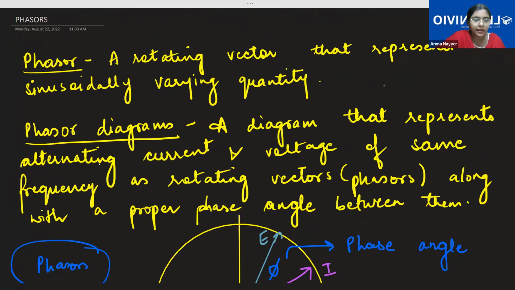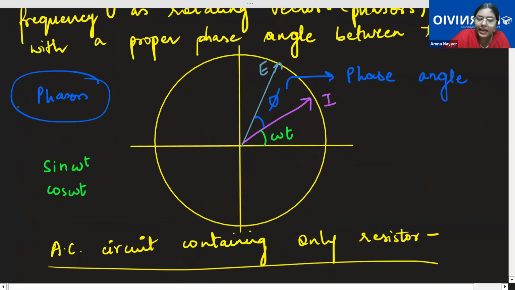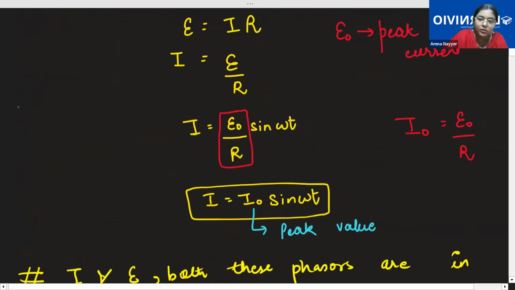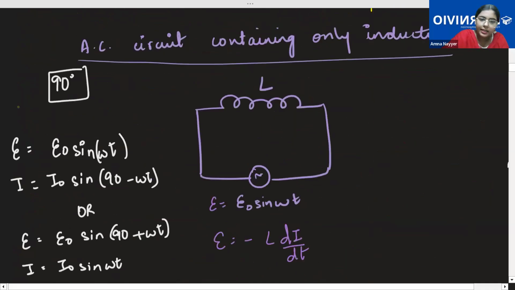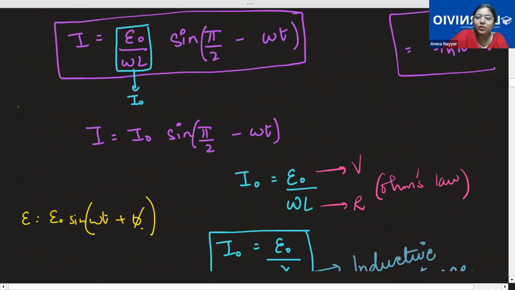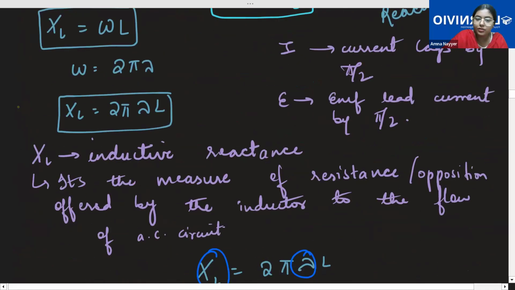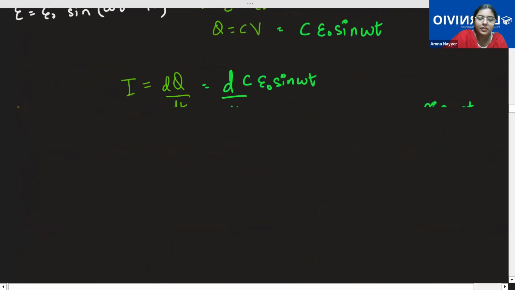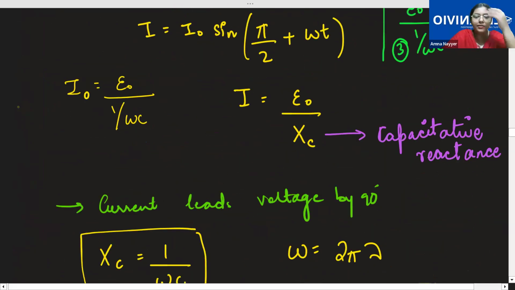Jesleen, Muniba, am I audible to both of you? Yes, ma'am. All right, so good evening. Let's start. In the last class we were discussing phasors. Phasor diagrams were done, and AC circuits having only resistors, only inductors, only capacitors were completed. We didn't practice any numericals based on this. We did all the derivations, so please practice these derivations. They do come in the exam.